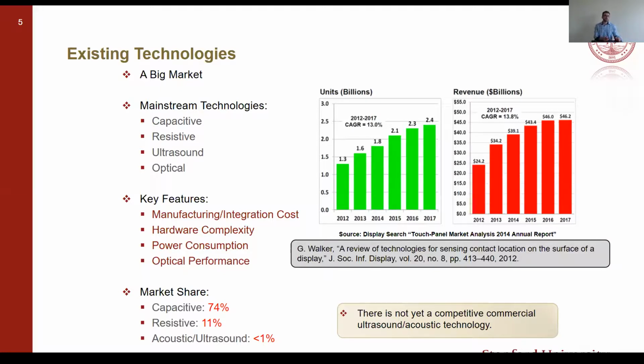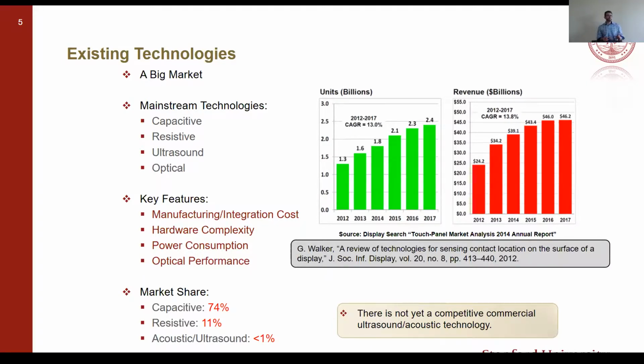And looking into touch technologies, basically the key features that all of these technologies aspire to address are manufacturing costs, integration costs, which is the most important one, and also the hardware complexity, hardware architecture, power consumption, and optical performance, plus some other factors.